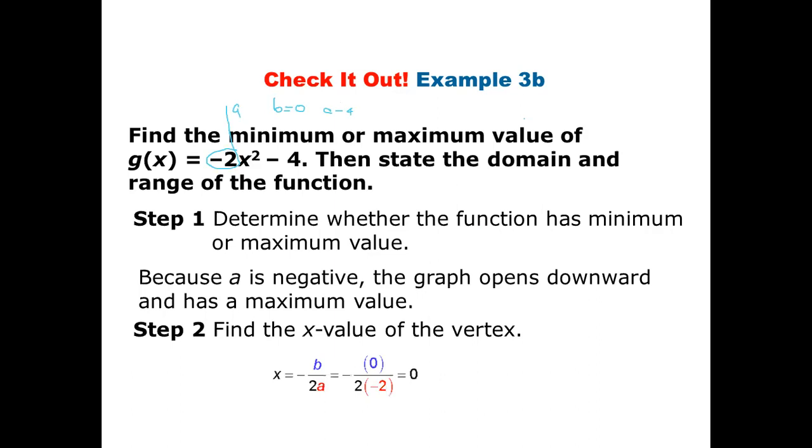So step 2, find the x value of the vertex, the meeting point of the y and x intercept. You have the formula again, negative b over 2a. We said b here is 0, so you have 0 over 2 times a. 2 times negative 2 is negative 4, and if we divide that, we get 0. So here the value of x is 0.